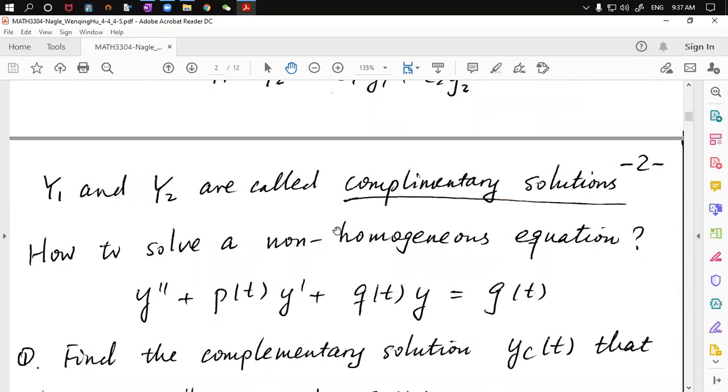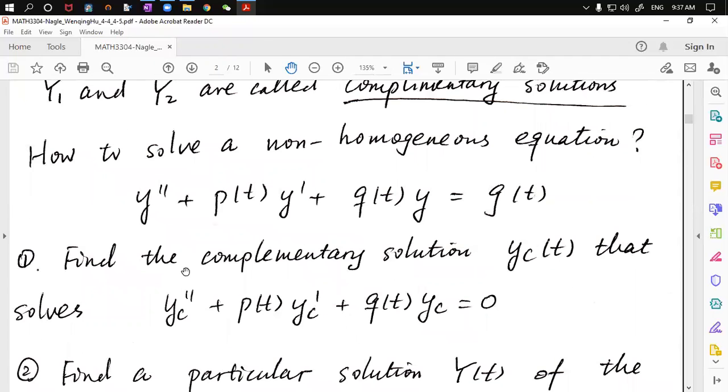Okay, so those solutions are called complementary solutions. So you can summarize this idea by asking how we are going to solve a non-homogeneous equation. Remember, in this lecture we're starting to talk about non-homogeneous equations. So how are we going to solve one? Well, first of all, you just remove the non-homogeneous term. Any non-homogeneous equation must have a non-homogeneous term, which means a term that does not depend on any of those y's. You must remove it.